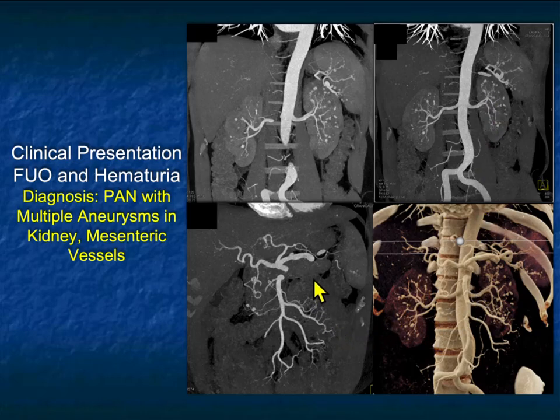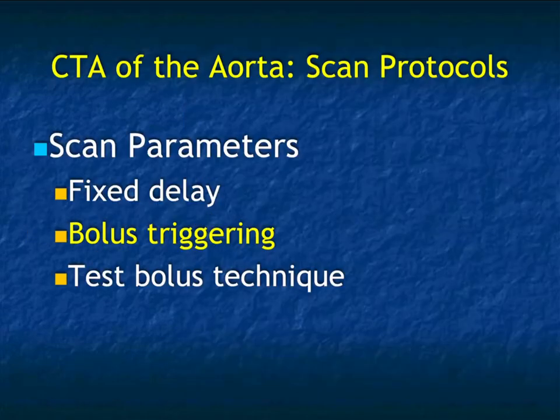There are also aneurysms of the mesenteric vessels. We see aneurysms, as I showed in the last case, atherosclerotic change, but this is too numerous to count small aneurysms. That typically means a vasculitis, and the most common one that gives you so many renal artery aneurysms is polyarteritis nodosa, a wonderful example.